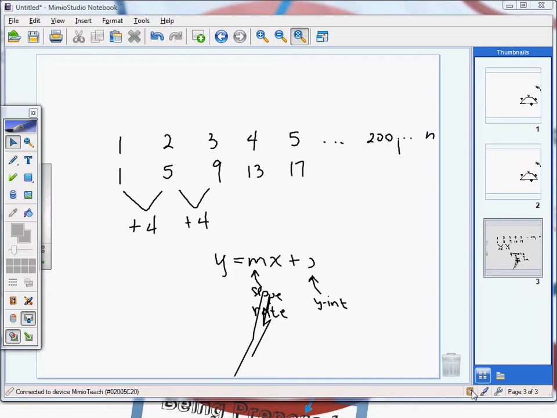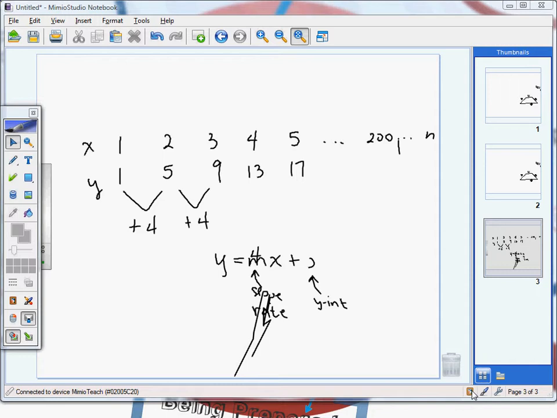So if you're looking here, what is the rate that these numbers are increasing by? 4. So what would my slope be? 4. So I'm just gonna replace this and put 4. Okay? And then all we need to do is figure this out, and that's pretty easy. If I plug in, this would be my x. The top row is always x, the bottom row is always y.